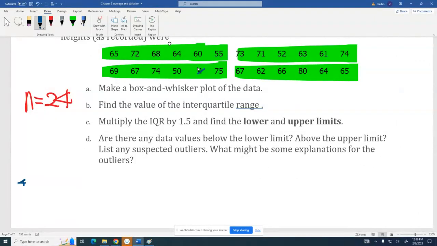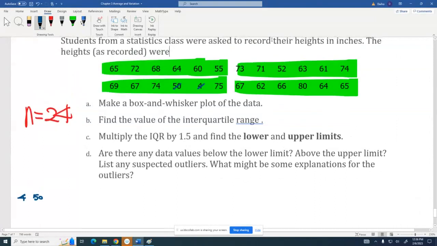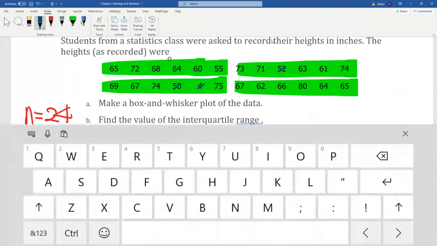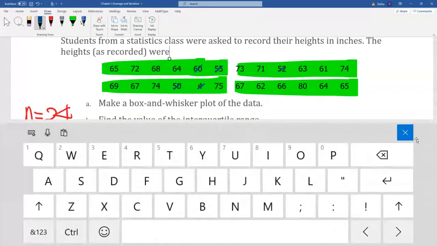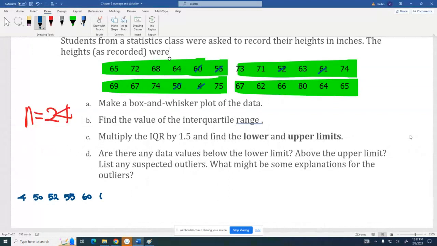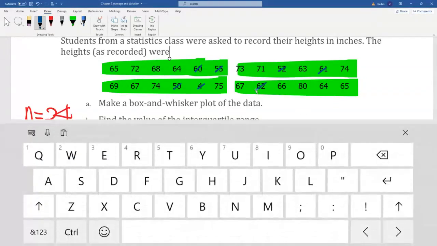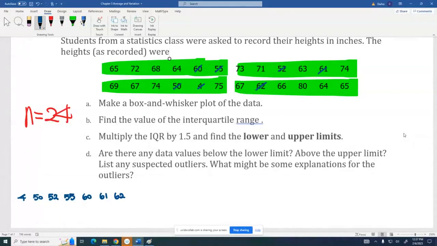Next. I think 50 is the next one. Any 50s? No more 50? 52? Oh, 52, thank you. Any more 50s? 55? And now 60? Yes, 61. How about 62? Yes, 62. And the next one is 64? Where is the 63? Oh, 63, thank you. Then 64? And the next one, 65? Another 64 and 65.